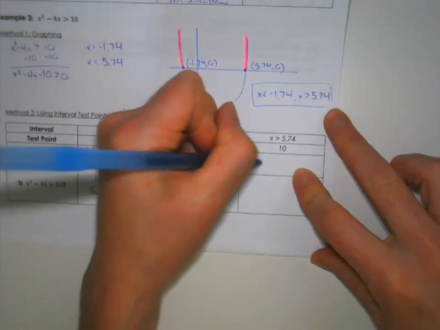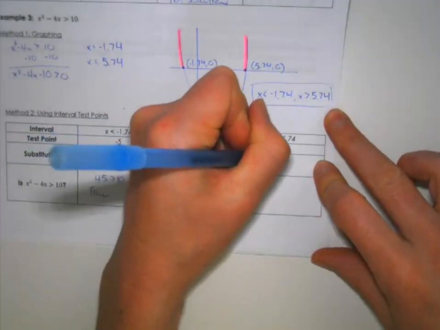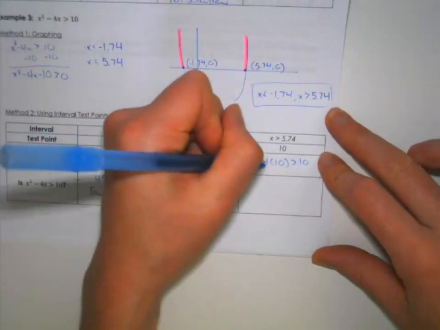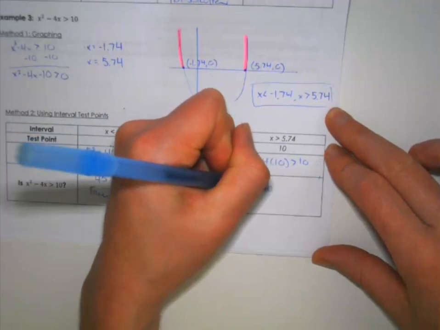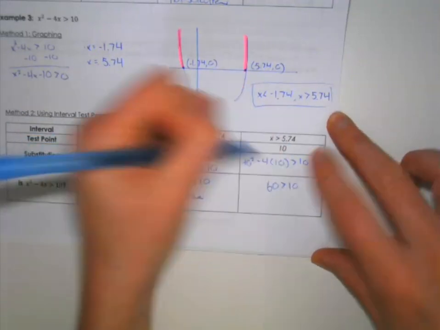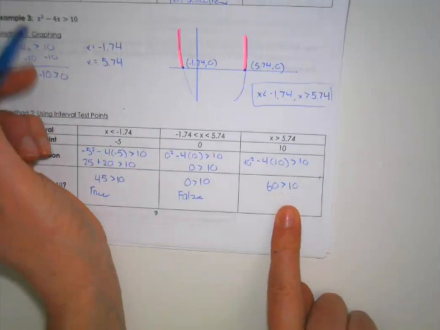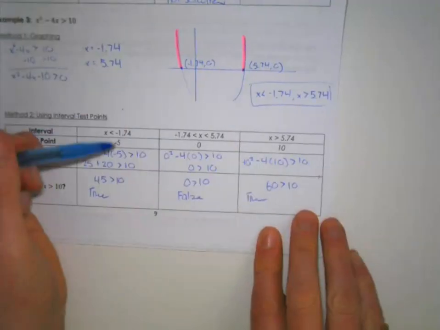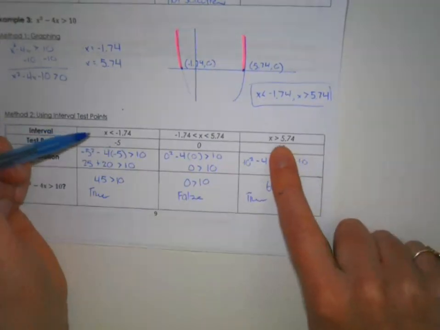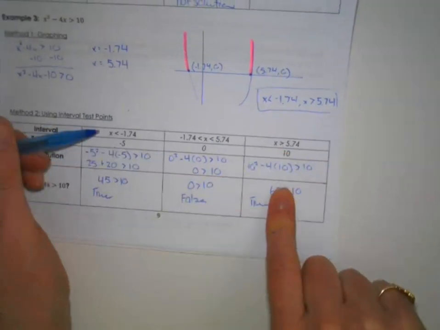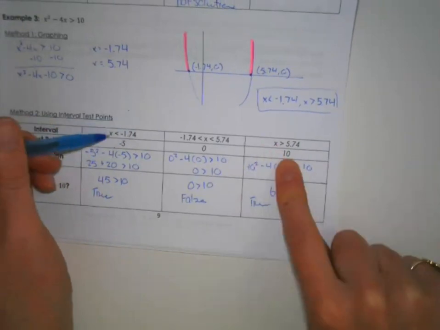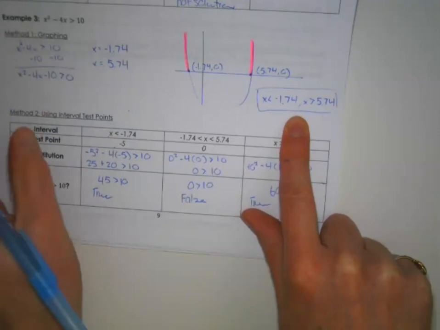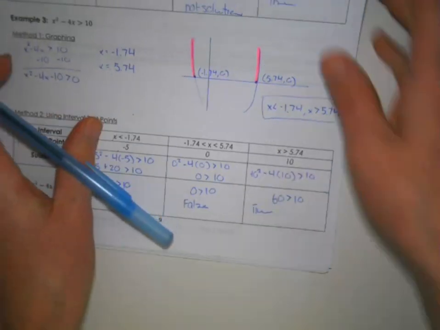minus 4 times 10 is greater than 10. So 100 minus 40 gives us 60, which is greater than 10. So that satisfies our inequality. So we would say true. And so now we would just look at our setup that we have here, where less than and greater than are true. So we would write those as our inequality, just the way we did for our graphical one. And so that's our solution.